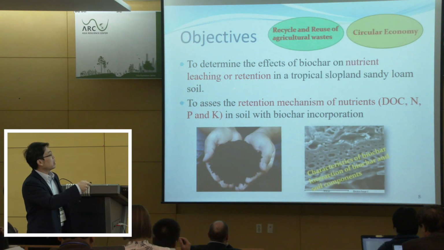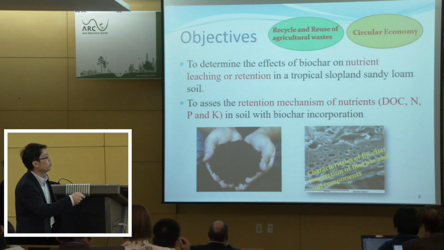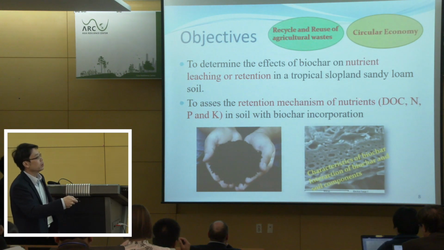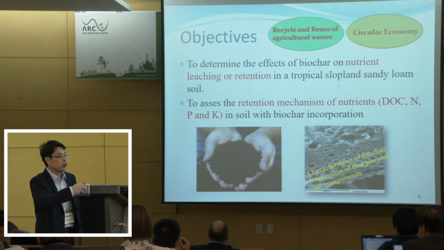In this study, we want to determine the effect of biochar on nutrient leaching and retention in the tropical slopeland sandy loam soil in Taiwan, and to assess the retention mechanism of the nutrients, including DOC, nitrogen, phosphorus, and potassium, in soil with biochar incorporation.